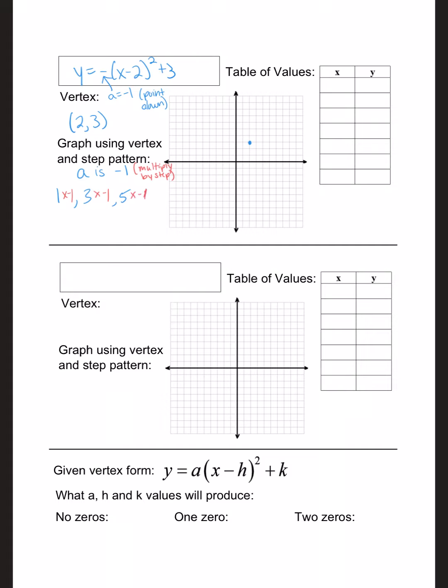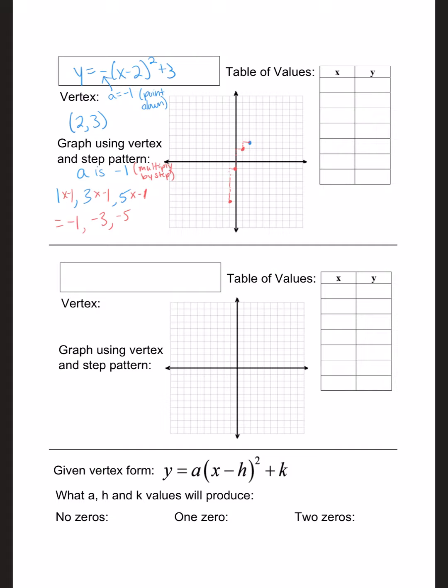Okay, so that tells me my new step pattern is going to be -1, -3, -5. So using our step pattern, we start at our vertex. We're going to go over 1 and down 1 because our step pattern is a -1. From that point, we're going to go over 1, down 3, over 1, down 5.